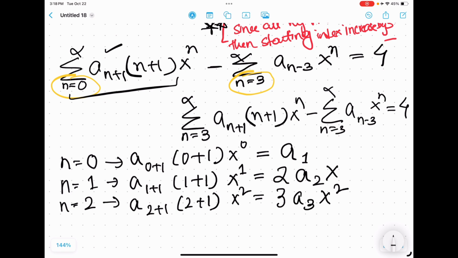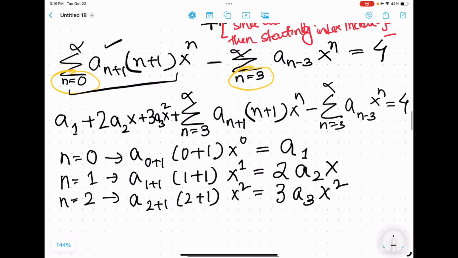So these are the 3 terms that we want to write separately. Since we want to start our index from 3 and we don't want to lose them, let's write them separately. So I have a sub 1 plus 2a sub 2 x plus 3a sub 3 x squared plus, and then the rest of my summations, my power series.